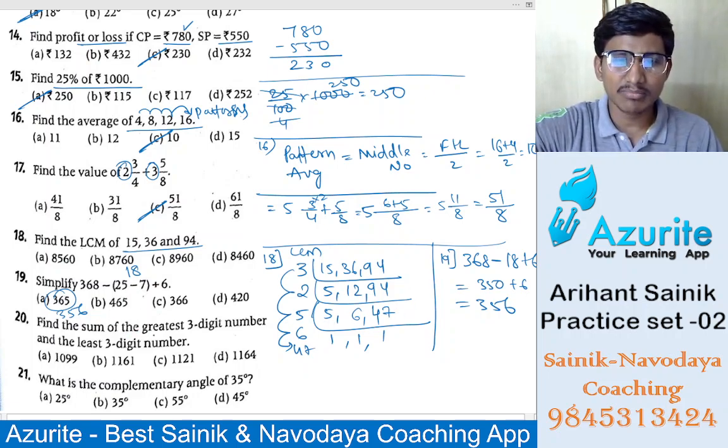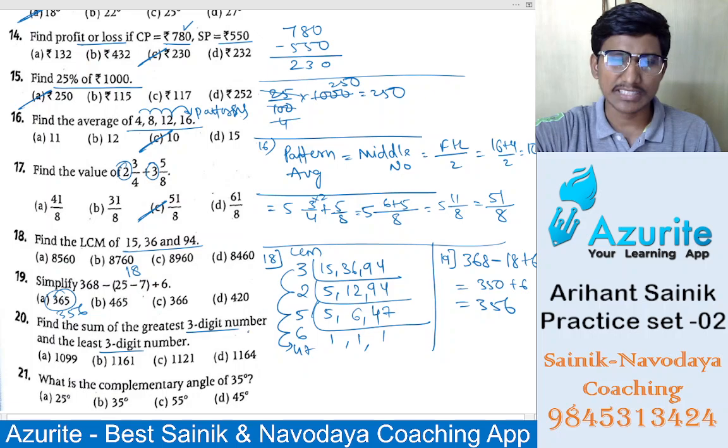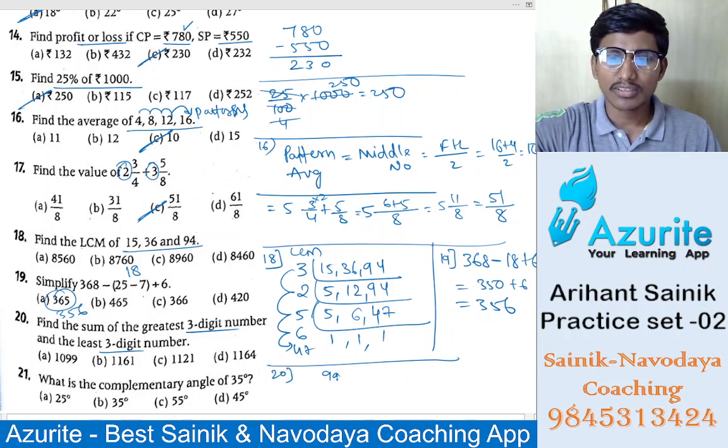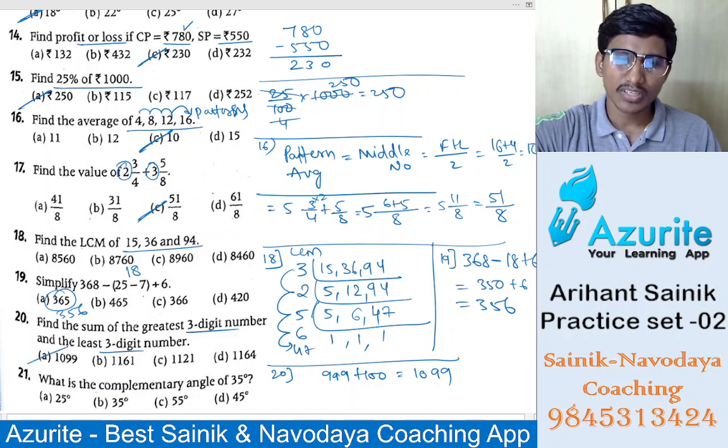20. Find the sum of greatest 3-digit number and least 3-digit number. It is very easy. How much will be the answer? Greatest 3-digit number is 999. Smallest is 100. So if you add it, what answer will come? 1099. Yes, 1099.